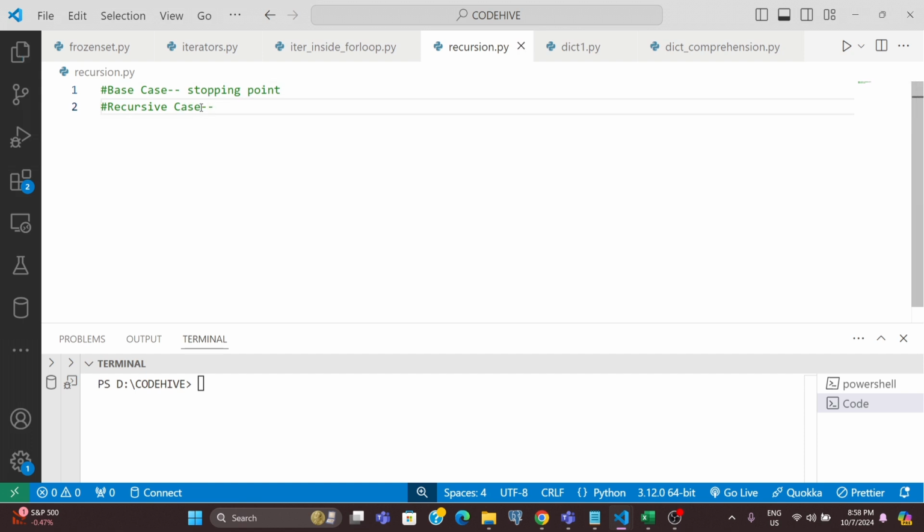Next, the second one is the recursive case. The recursive case is where the function calls itself with a smaller version of the problem. This is the place where the function calls itself many times until it reaches the base case. When it reaches the base case, the execution stops, and otherwise it will keep executing using the recursive case. So these are the two terms you need to be clear about.